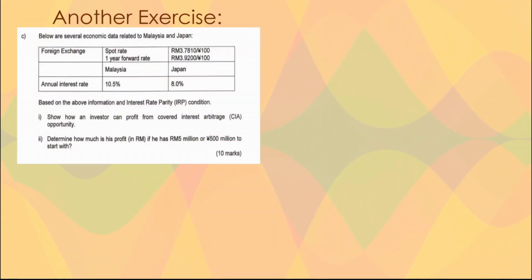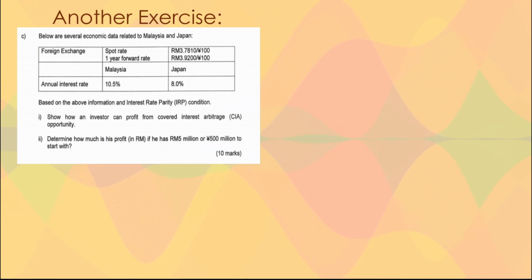Okay, let's look at another exercise. The question below has several economic data related to Malaysia and Japan. So we have the spot rate 3.7810 per 100 yen, and the 1 year forward rate is 3.92 per 100 yen. And the annual interest rate in Malaysia is 10.5% and Japan 8%.